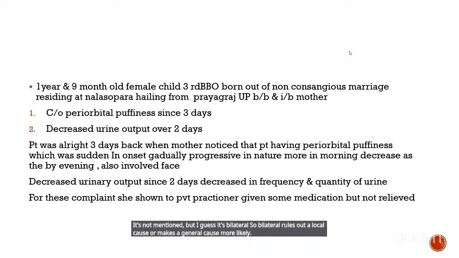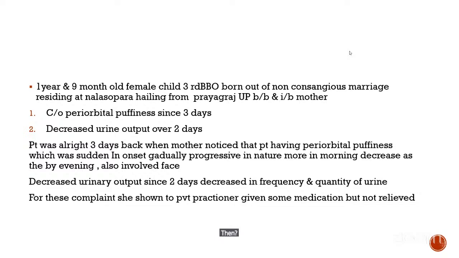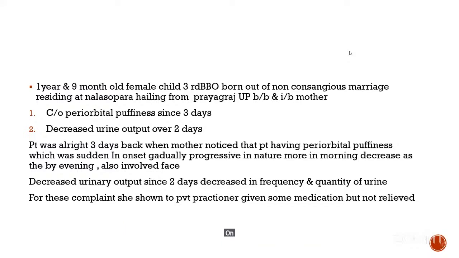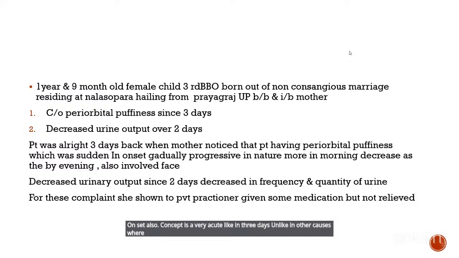Then there is also variation: it's decreasing in the evening. Okay. And why renal? We've discussed this many times. You should give a good logical answer in the exam. Okay, why renal? The onset is very acute, like in 3 days, unlike other causes, cardiac and GI, where the onset could have been more gradual, with a longer history.